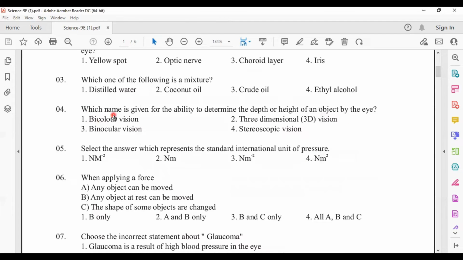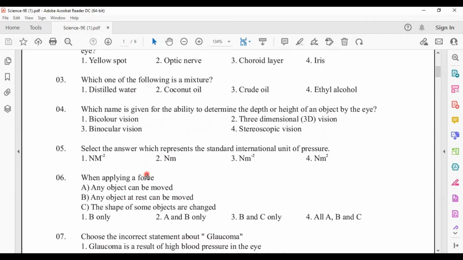Next one, which name is given for the ability to determine the depth or height of an object by the eye? Answer, stereoscopic vision. Binocular vision means the ability to maintain visual focus on an object with both eyes, creating one visual image.